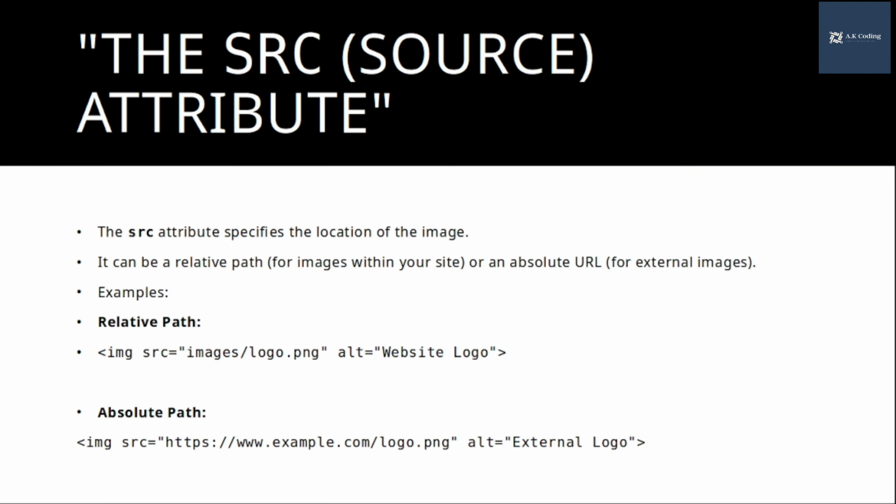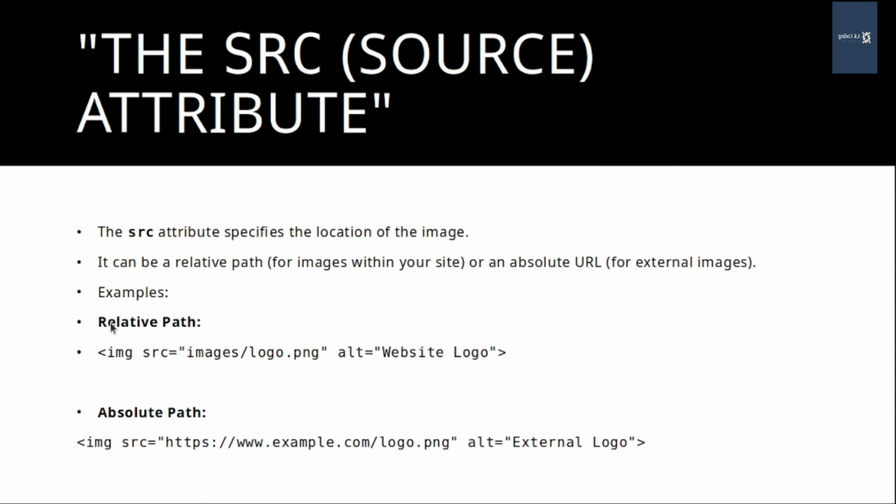And we have the attribute src, which stands for source, and it specifies the location of the image. It can be a relative path for images within your site, or an absolute URL, which is for an external image. Like when I explained the anchor tag and href, you can write a relative path, which is only within your files, or an absolute path, which is an external URL. So the same works for src. Here you can see examples.